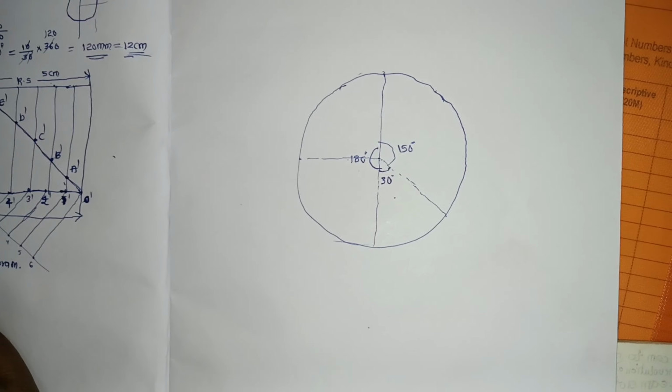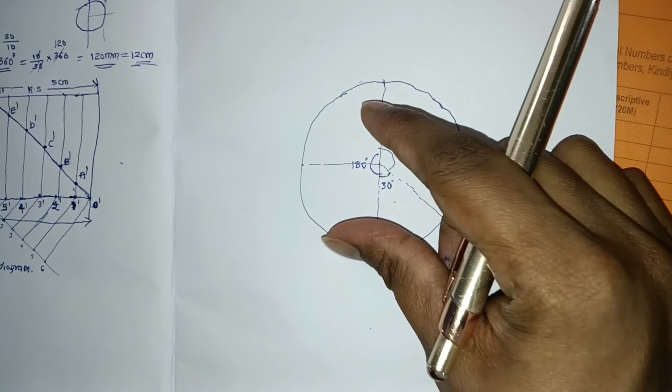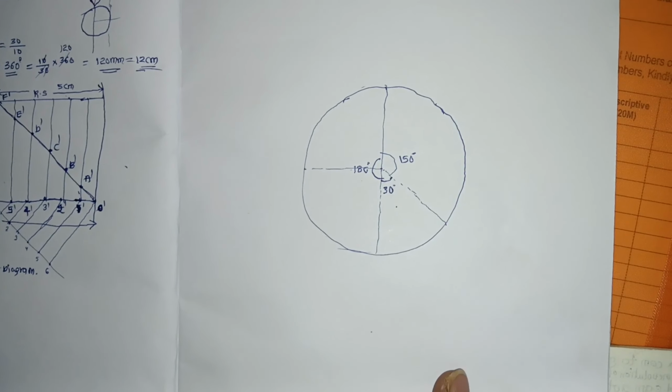Now, based on this diagram, similar to this, you have to divide this portion into 6 equal parts.